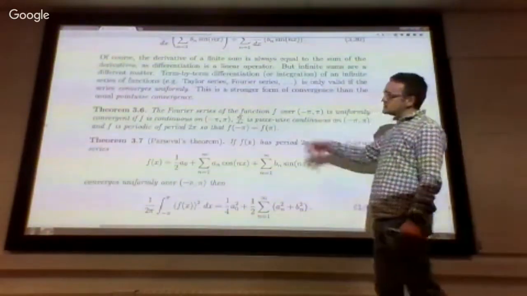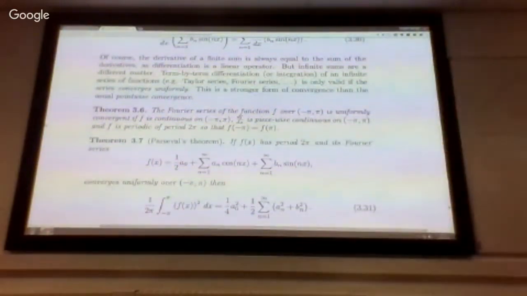Also, because these Fourier series, the way they're presented here, just look at the interval minus pi to pi, we would have to have no discontinuities at the edges. So the function on minus pi to pi would have to agree at the boundary.